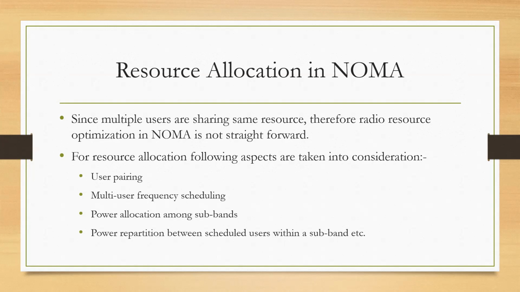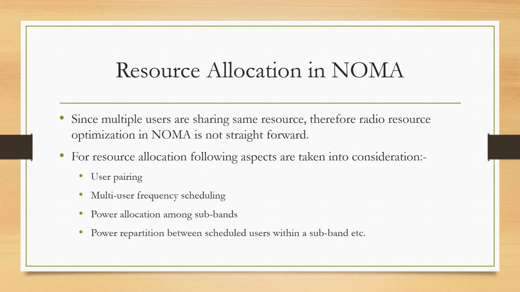So when allocating the resources to different users, there are some aspects which need to be considered. First is user pairing. Which users are going to get paired up for a single channel? There should be a high difference between their distances from the base station, so that they can get a fairly large separation between the power levels which are going to be allocated to them.